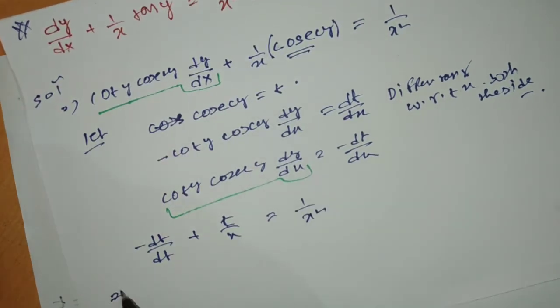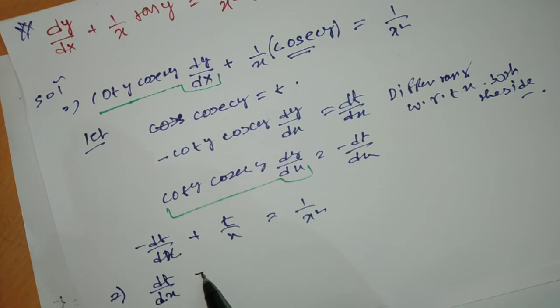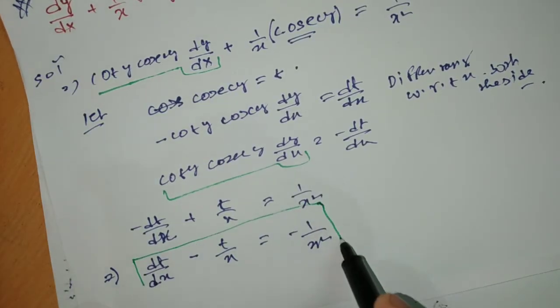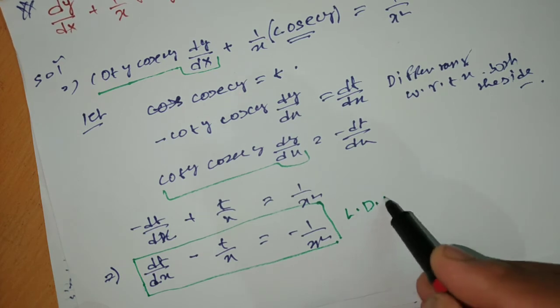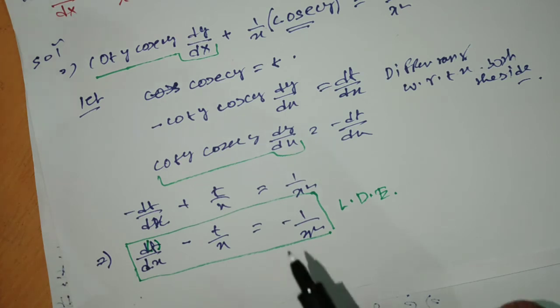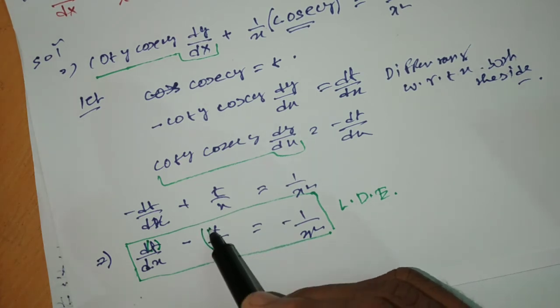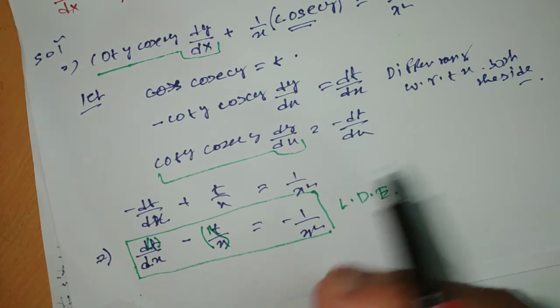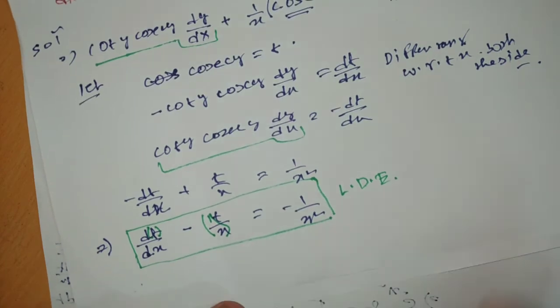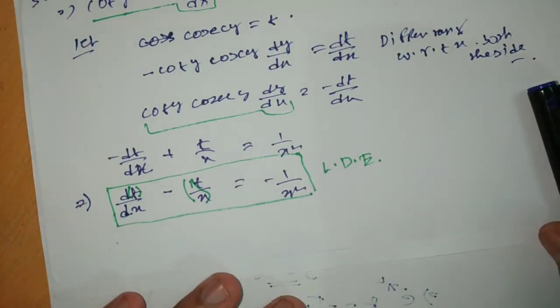Now if we multiply by minus t on both sides, we get dt upon dx minus t by x is equal to minus 1 by x square. Now see, this is the form of a linear differential equation. See carefully, the function is t, and the coefficient of t is 1 upon x, and on the right hand side Q is equal to minus 1 by x square. So it is a linear differential equation, and we can easily solve this by the integrating factor.